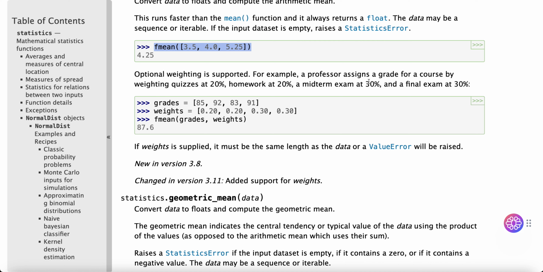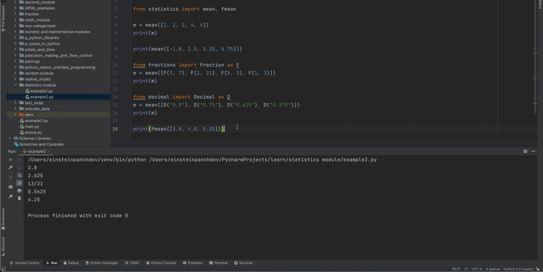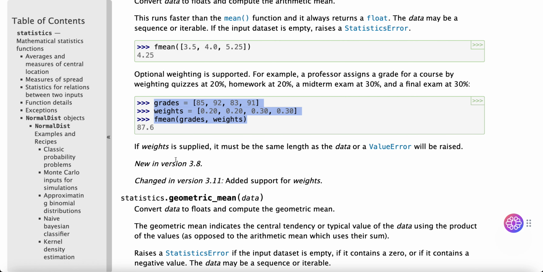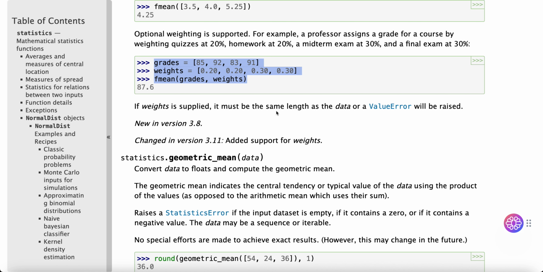For example, a professor assigns a grade for a course by weighting quizzes at 20%, homework at 20%, a mid-term exam at 30%, and a final exam at 30%. Grades, weights, and fmean. Is equal to fmean. Print fmean. Run. 87.6. If weights is applied, it must be the same length as the data or a ValueError will be raised.